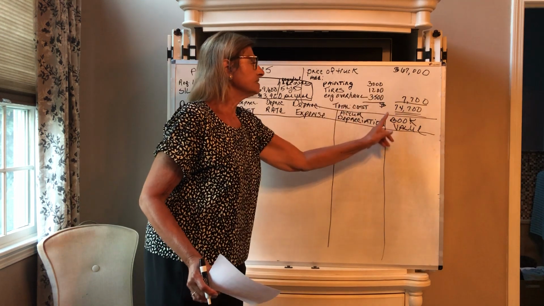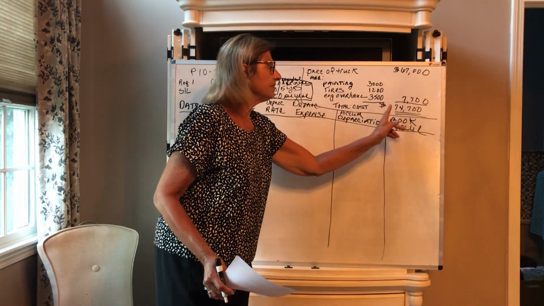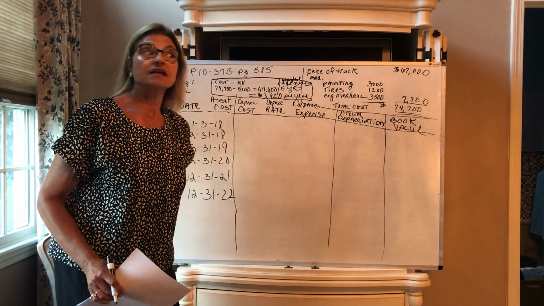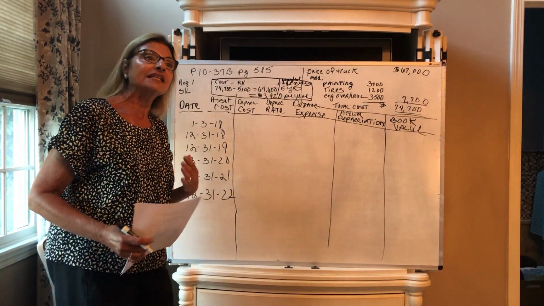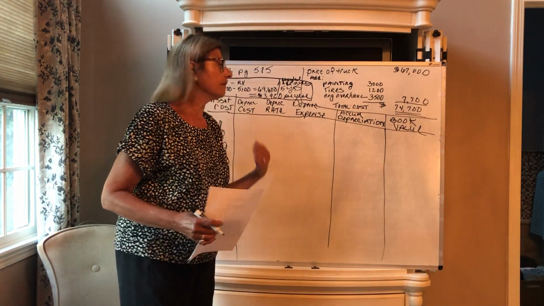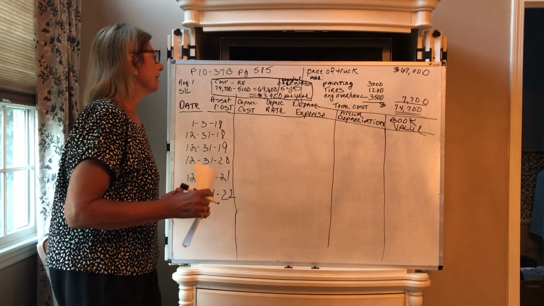So now the cost of the truck, where you're going to record it, goes up from $67,000 to $74,700. And that's what we're going to use in our depreciation schedule. So that's very good, right? It's very good to have more to depreciate because you can expense it every year.